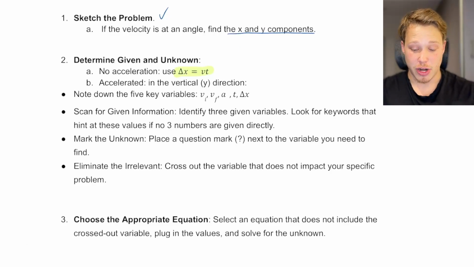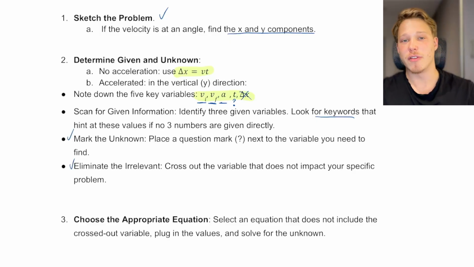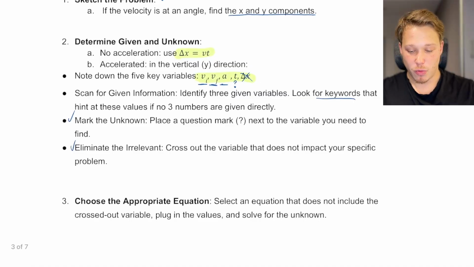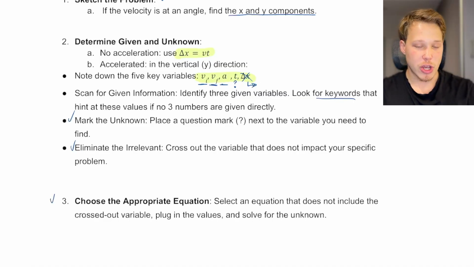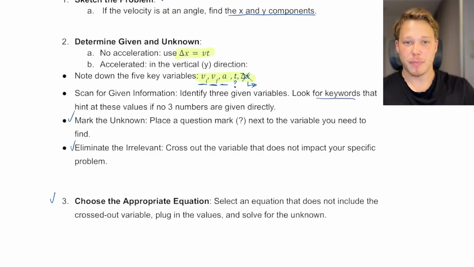If it is an accelerated motion, then you'll have to write down all of these 5 variables, identify which of them are given, and remember some of these might be keywords. So let's say we identify 3 variables that are given and the unknown. That's the second step. The third one is eliminate the irrelevant, let's say delta x, for example. Based on the variable that we eliminated, we'll pick the right equation, plug everything in, problem solved, everybody's happy.